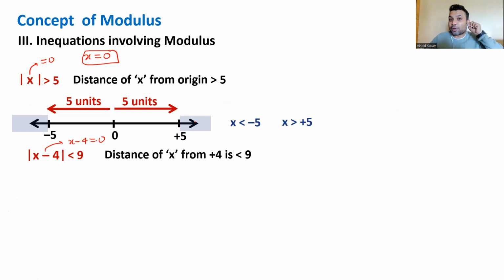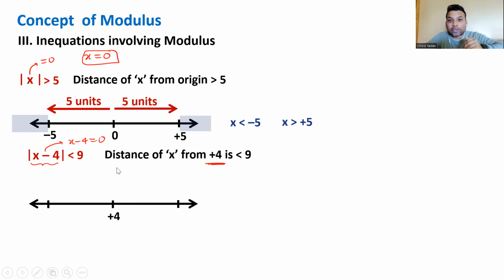So if x minus 4 is supposed to be 0, so x should be what? Yes, x should be 4. That is how I got my reference. So at x equal to 4, this whole thing will become 0, right? So reference point is 4. So my new origin is 4. Can I say my new origin is 4? Yes, the new origin is 4. From 4, you have to travel a distance of 9 units. Correct. You can travel on either side.